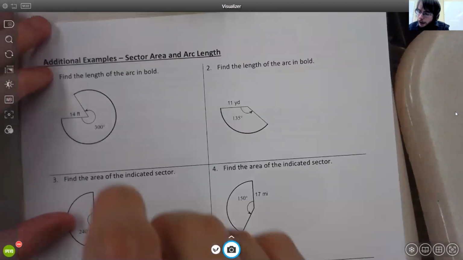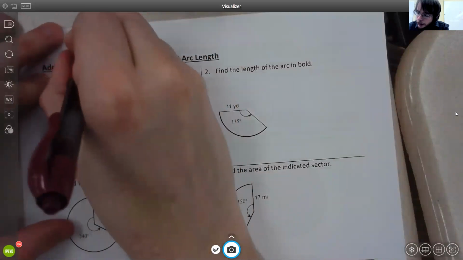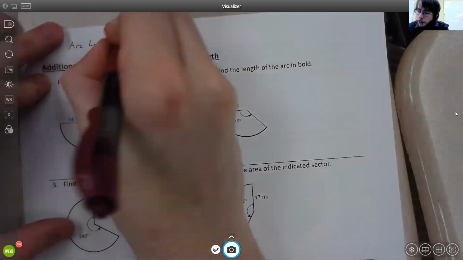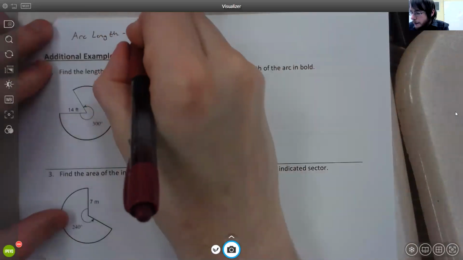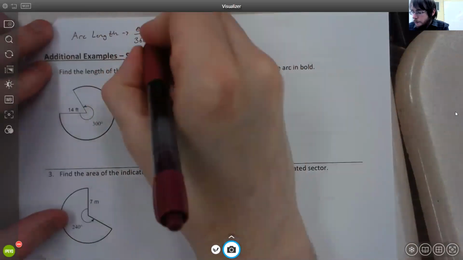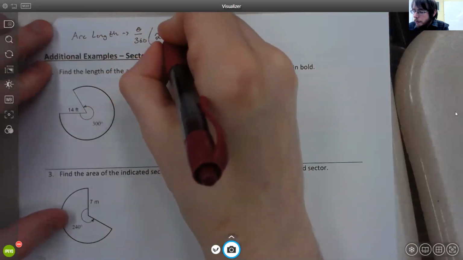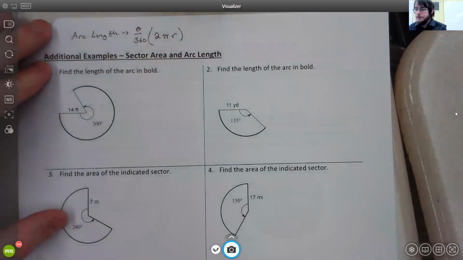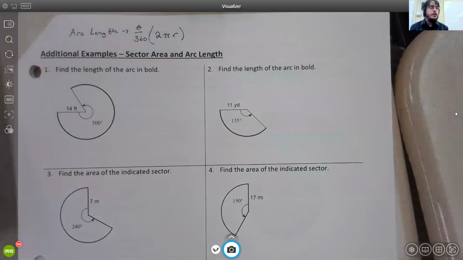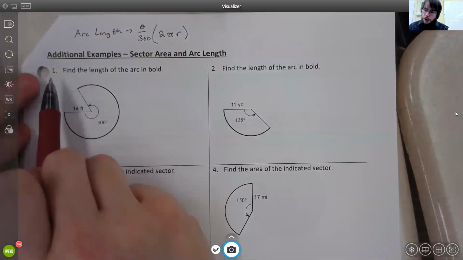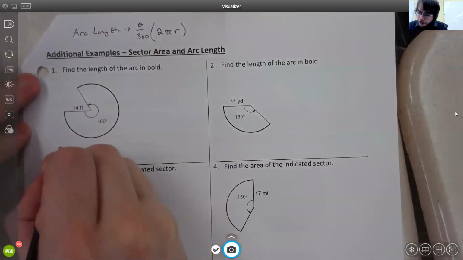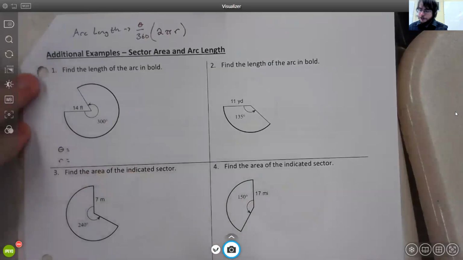Now remember, your arc length is given to you by the formula. We talked about this formula before. Theta over 360, and then in parentheses, you're going to multiply it by 2 pi r. So again, you need your theta, which is your angle that's associated with the arc, as well as your radius. So in number one, we need our theta and we need our radius.